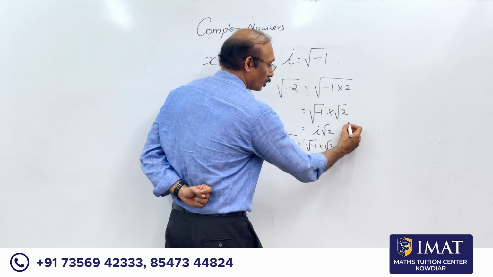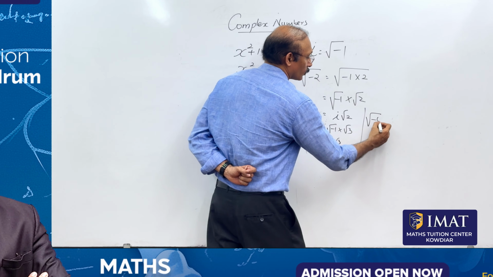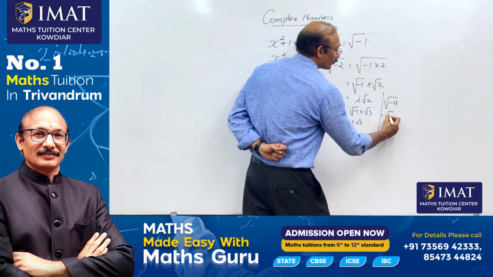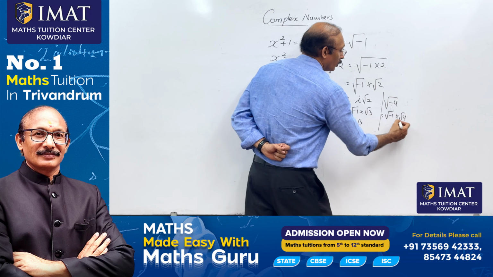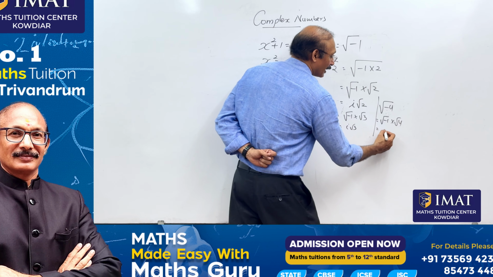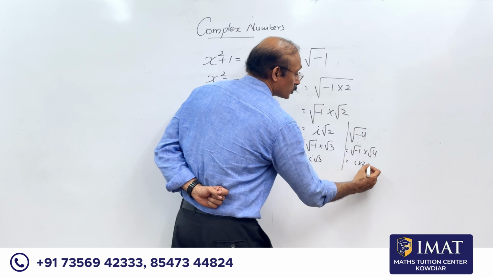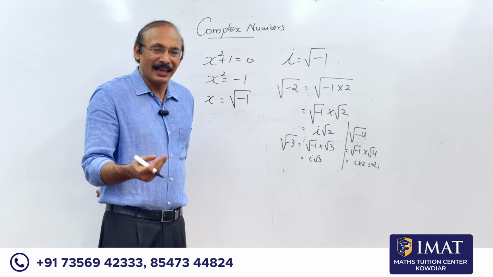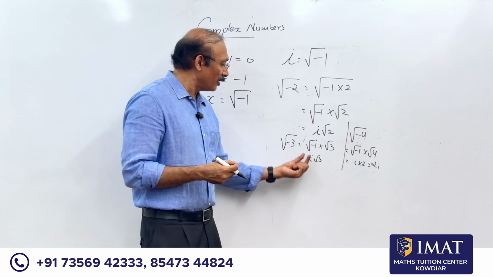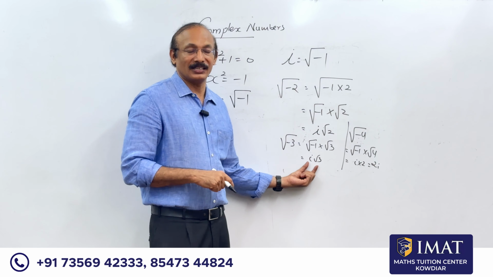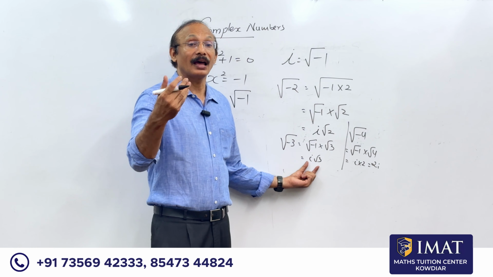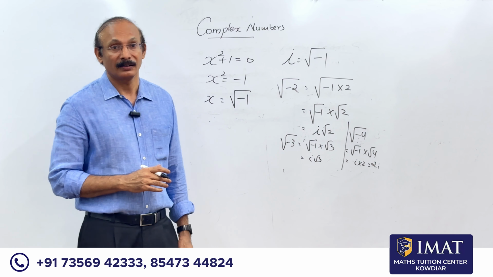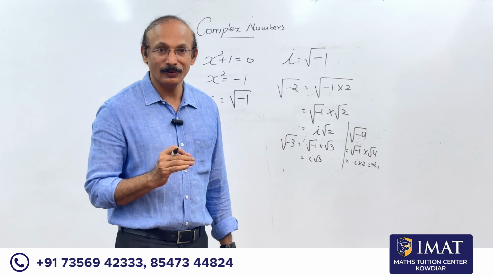What will be square root of minus 4? Square root of minus 4 will be square root of minus 1 into square root of 4. What is square root of minus 1? It is I. And what is square root of 4? It is 2, or you can say it is 2I. So now you can say any number which contains I along with it can be called an imaginary number. I hope this point is clear to you.